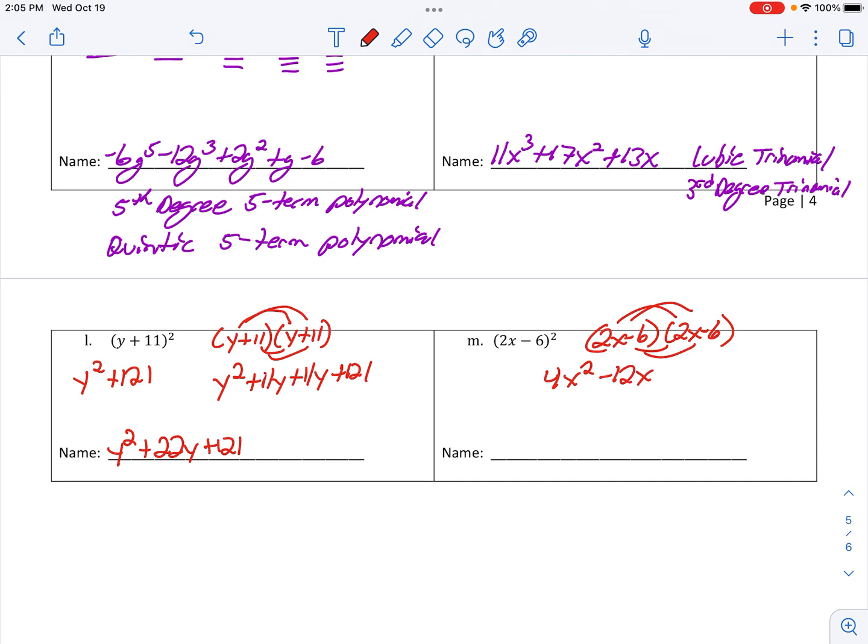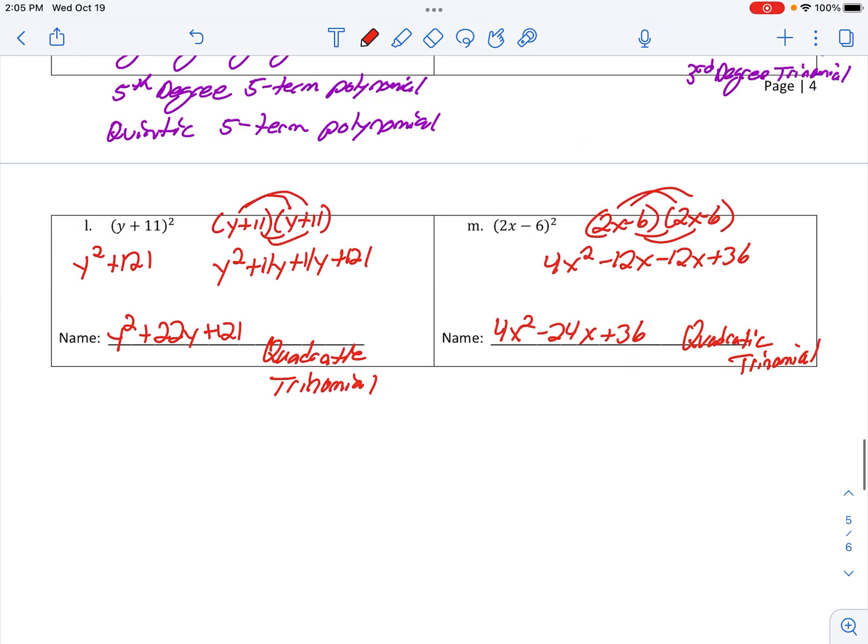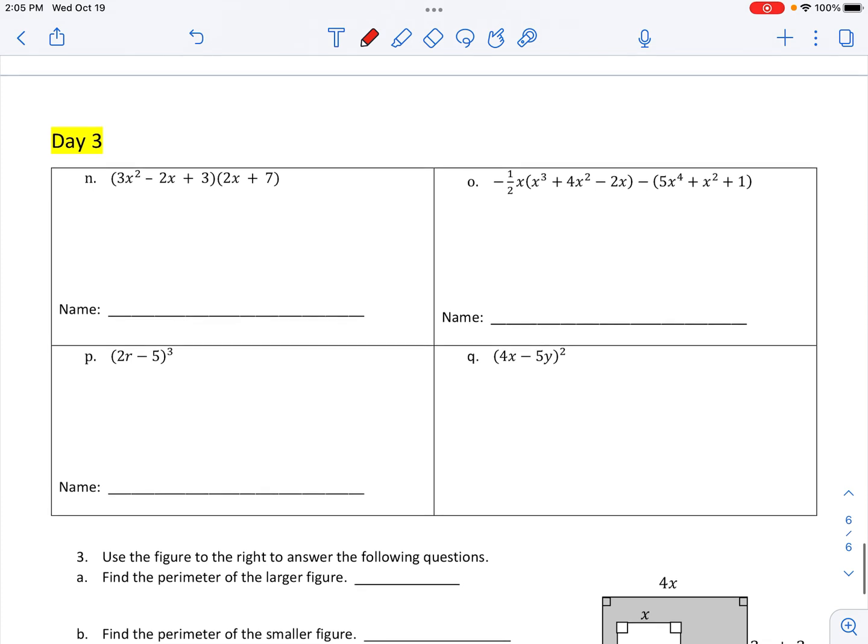4x squared minus 12x minus 12x plus 36. So combine like terms. Careful, they do not cancel out this time. And we end up with a quadratic trinomial. And on that previous one that I forgot to name is also a quadratic trinomial. Okay, so down here, let's just finish it off. Let's take a little bit more here, just to practice.